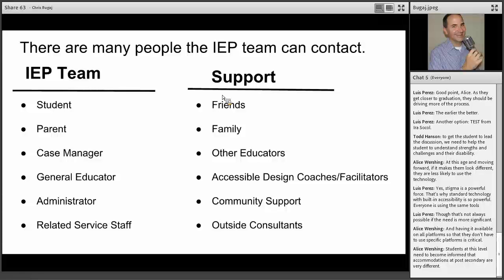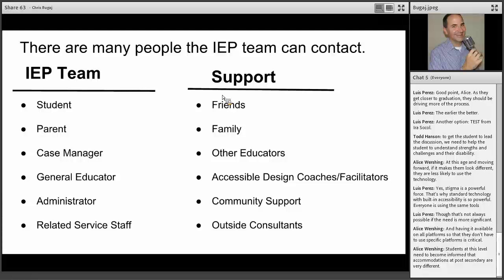Friends, family, educators. I don't know about your neck of the woods. Do you have someone called an accessible design coach or an accessible design facilitator? That might be an alternative job title as our roles change from the person who's maybe called the assistive technology person now. That might be a way to think of them. Could there be online communities that you could get support from? Or could there be, in some neck of the woods, some sort of outside consultant that you go to?